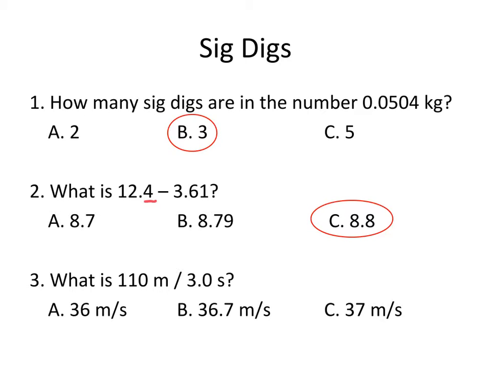What is 110 meters divided by 3.0 seconds? 37 meters per second. When we multiply or divide, we have to make sure that the result has the same number of significant digits as the initial value with the fewest significant digits. This value has 2 significant digits. This value has 2 significant digits as well. So our result has to have 2 significant digits. And we have to round appropriately.